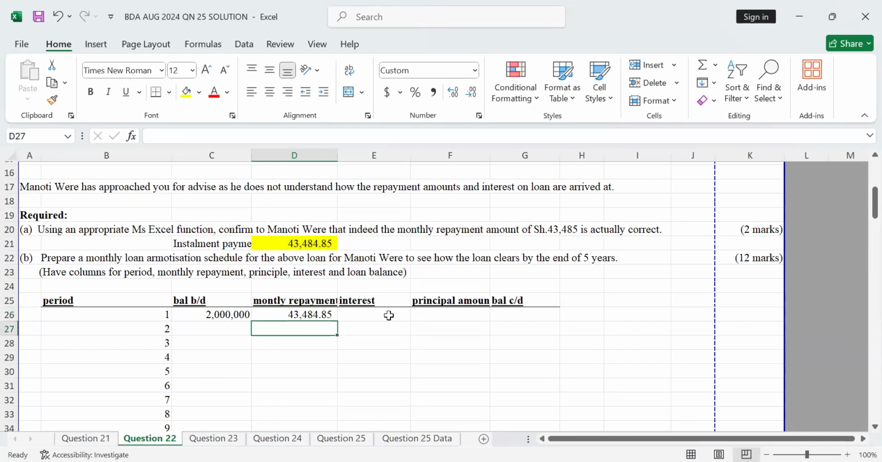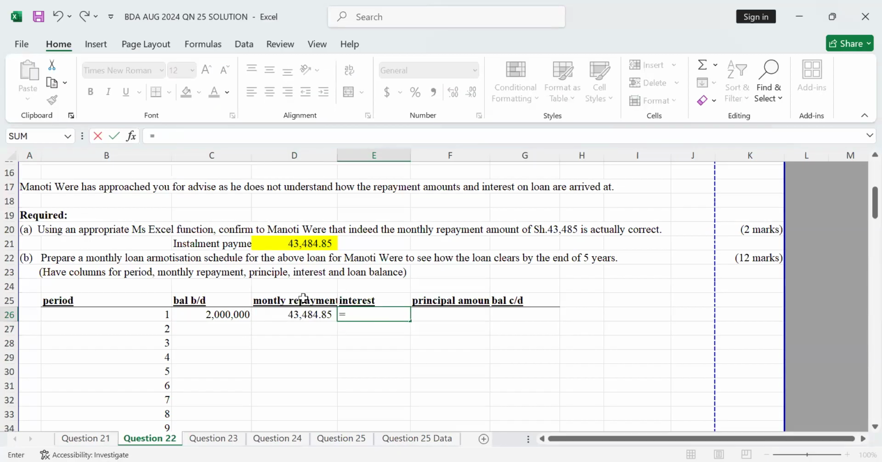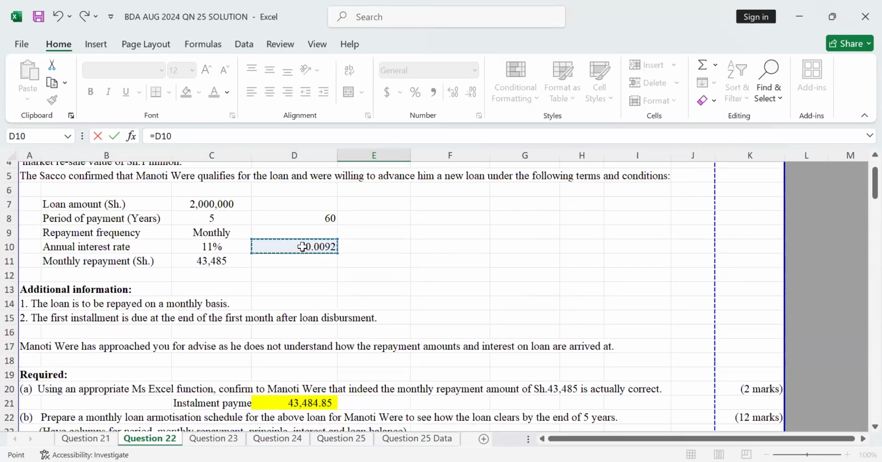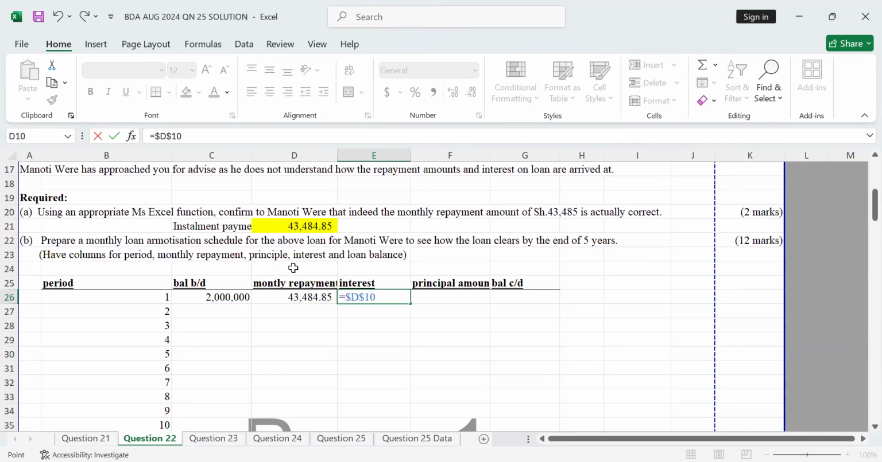you enter. Then you look at the interest. Interest should be this monthly interest. You fix it, FN, F4. Then you multiply by the amount as at the beginning. Remember, the loan interest is based on the amount as at the start. The amount as at the start.